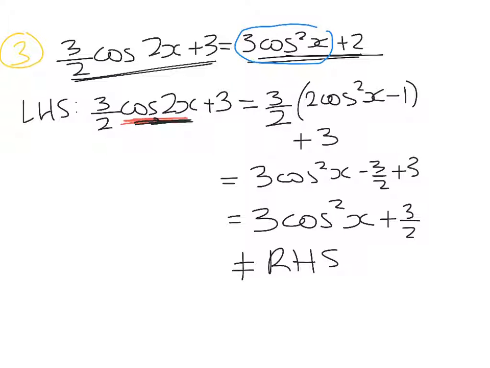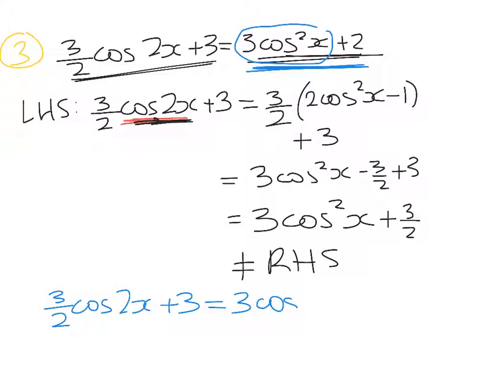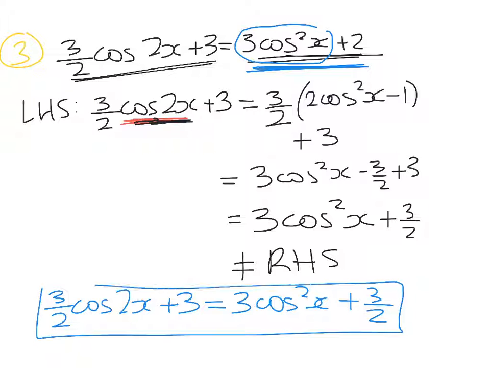So what do I have to do to fix this up to make it into an identity? Well, I just have to change the plus 2 to a 3 over 2. So 3 over 2 cos 2x plus 3 is equal to 3 cos squared x plus 3 over 2. Okay, so that statement is a true one, true for all values of x.